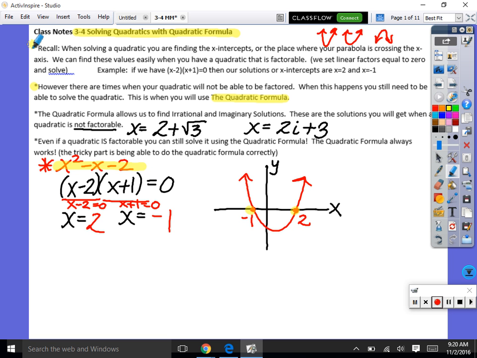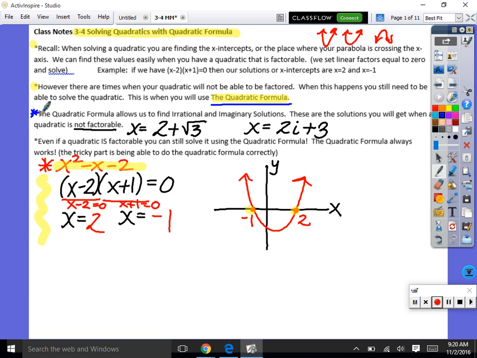There are times when your quadratic will not be able to be factored, and you still have to be able to solve it. So this example was solving by factoring, and there are times when your quadratic is not factorable. You still have to be able to solve it, and this is when you'll use the quadratic formula. So maybe underline that: if it's not factorable, that's when we use the quadratic formula. We would way rather solve a quadratic by factoring, but if it doesn't factor, we'll use the quadratic formula.